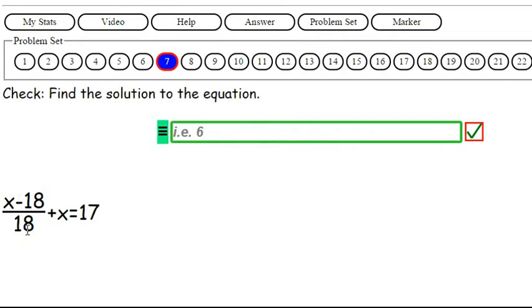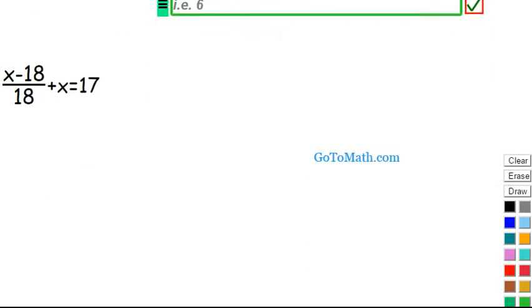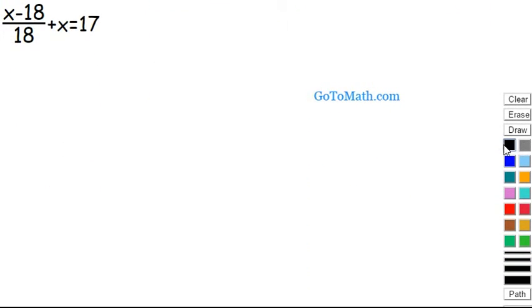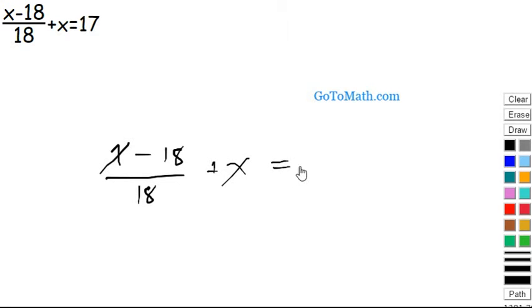We have x minus 18 over 18 plus x is equal to 17. So let's bring up something to write on. I need to reset my default, I think. That doesn't look like that thinned out any. Over 18 plus x is equal to 17.